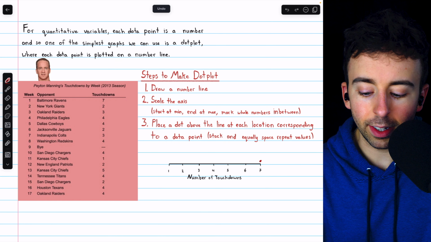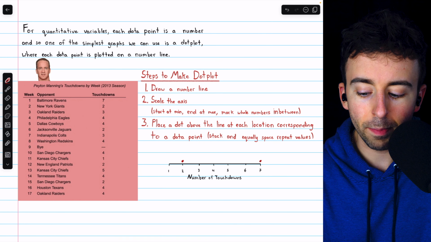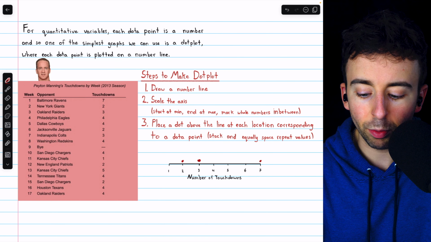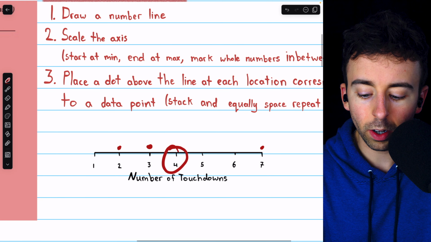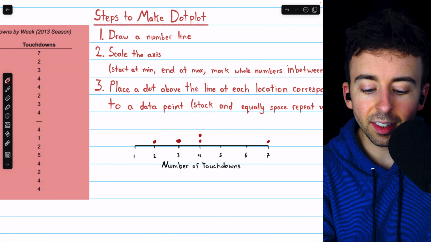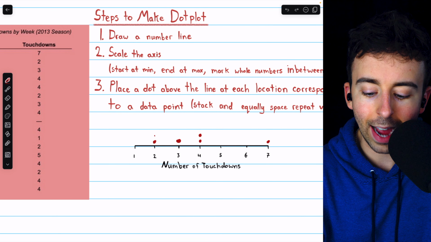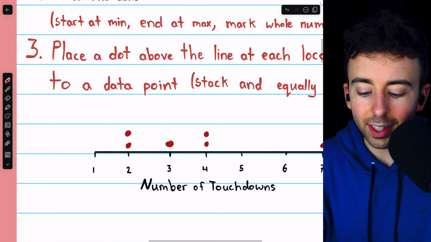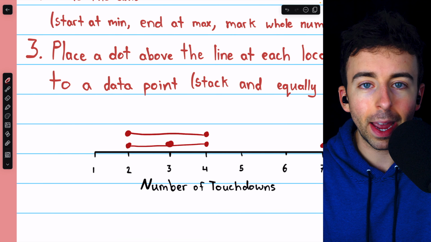The next data point is 2, so we'd come over to 2 on the dot plot and put a little dot above 2. Then we have 3, so we'll put a dot above 3. And then we have 2 4s, so on 4 on the dot plot, we're going to put 2 dots. Now the next data point is 2, so we need to put another dot above this one at the location corresponding to 2. And we want to make sure that these dots are approximately equally spaced.